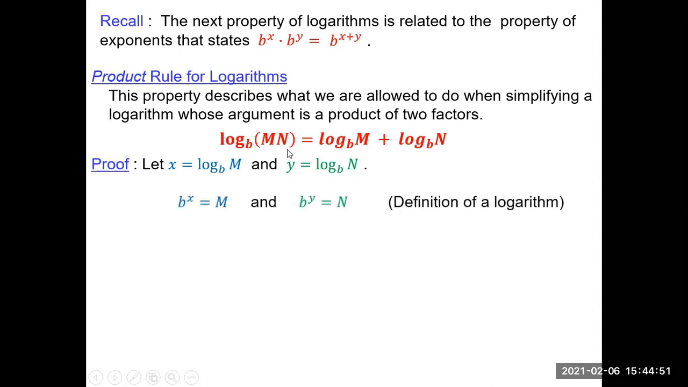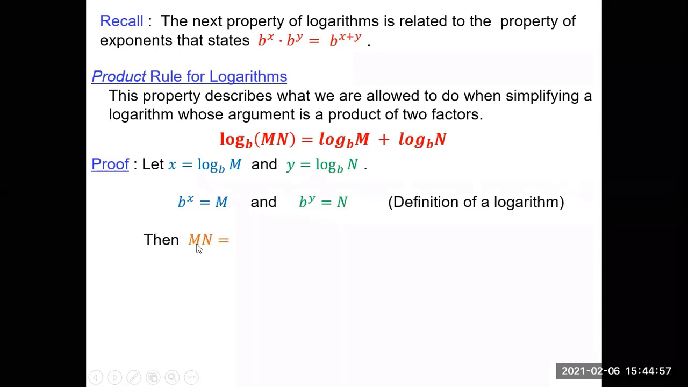Now, if we look at the argument of m times n, then we could recognize that m times n could be written in a certain form if we only changed this into exponential form. So if x is log base b of m, then that means that b to the power of x is the value of m. And if log base b of n is equal to y, then by changing to exponential, we know b to the power of y is equal to n.